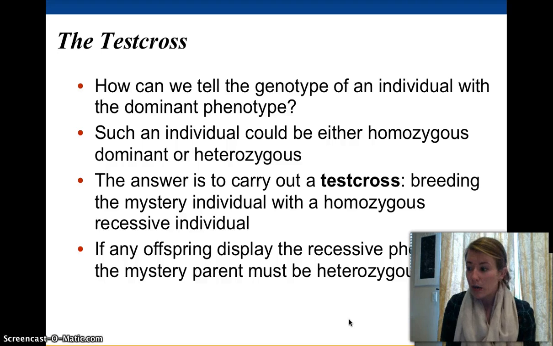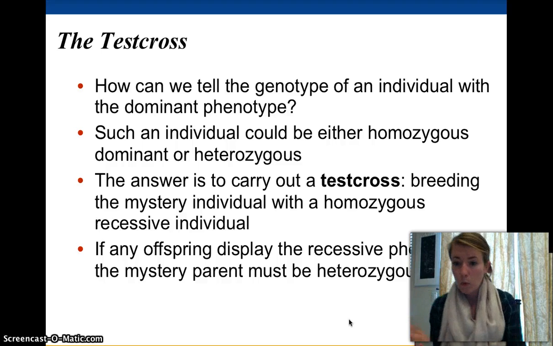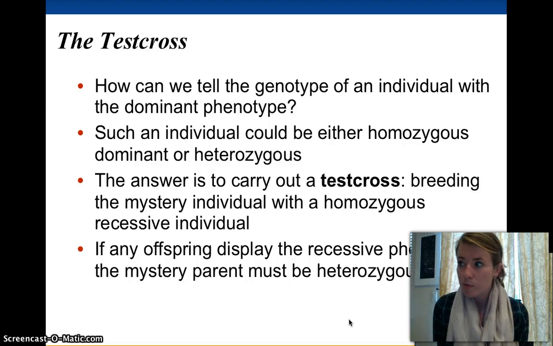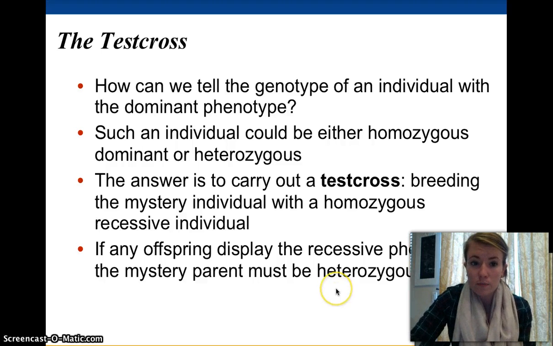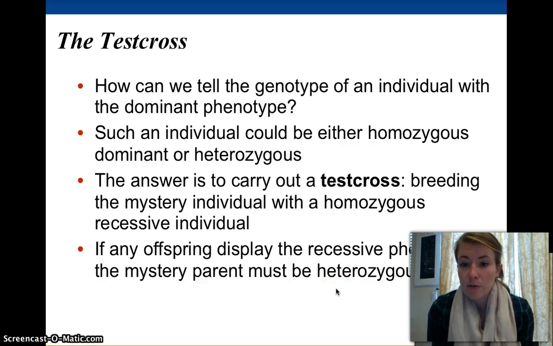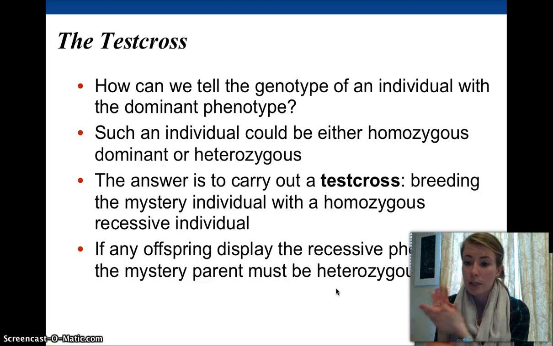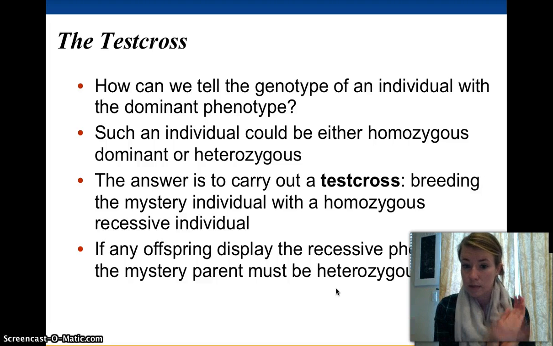So it's really important to know how we can determine what a dominant phenotype's genotype is. If you have a purple flower, are you ever going to know if it's big P big P or big P, little p? How could you know? The best way to do this is to perform a test cross. What this means is taking your unknown, your purple flower that you don't know what it is, and crossing it with a true breeding homozygous recessive individual.